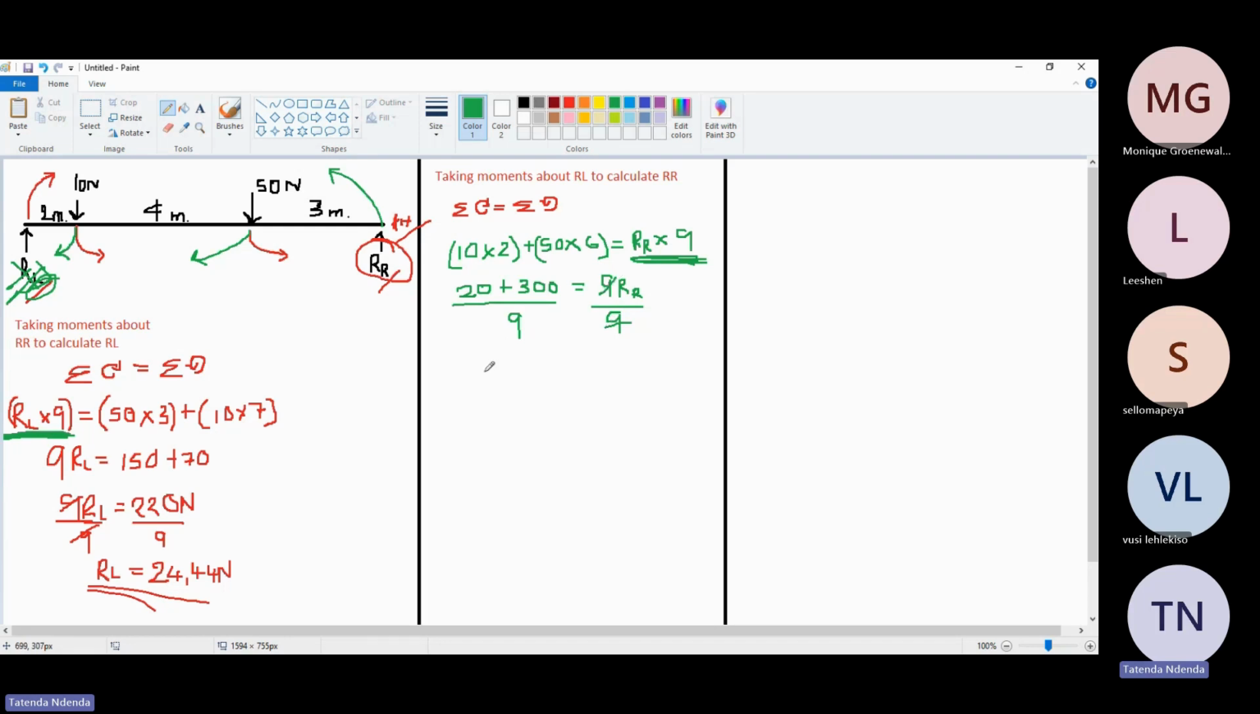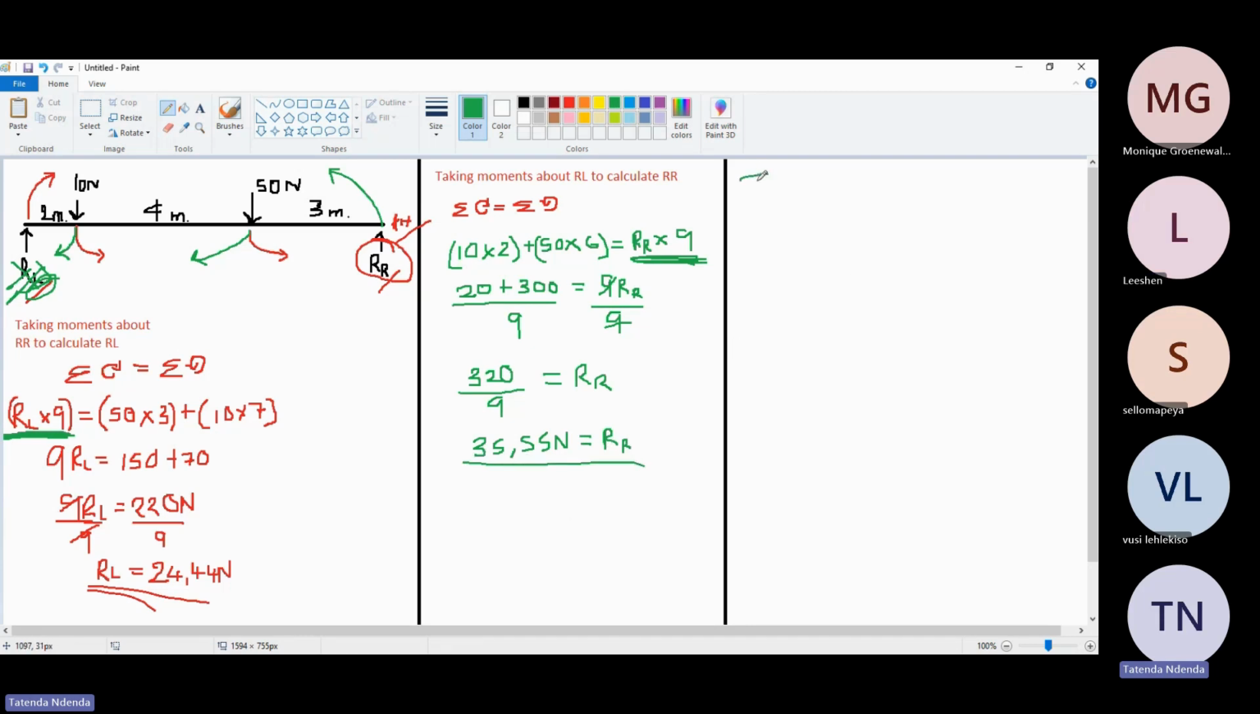So now we are saying 320 over 9 is equal to what? 35.55. So how much you get here? 35.55 newtons is equivalent to RR. Okay. So now we have calculated the reactions, but we have to test them now.